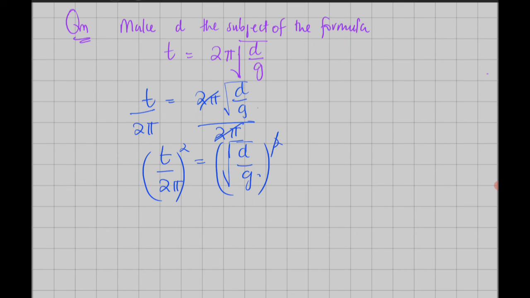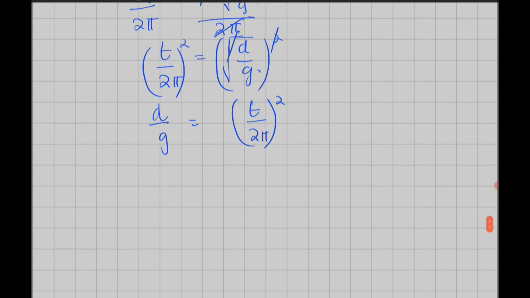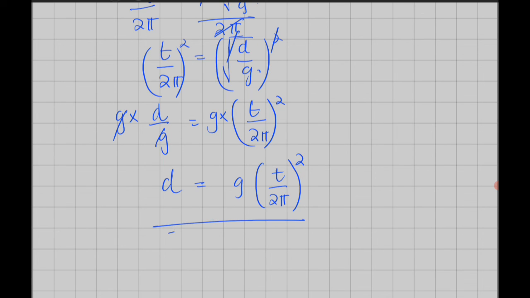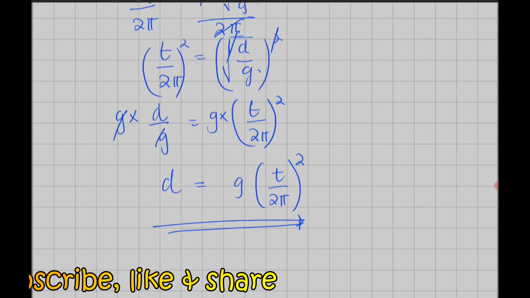If we square this, these cancel each other. So we are left with d over g is equal to t over 2 pi, all squared, right? We want to be left with d only, so we multiply both sides by g. The g's cancel each other, and then I get d is equal to g t over 2 pi, all squared. So this is how you rearrange and make d the subject of the formula.